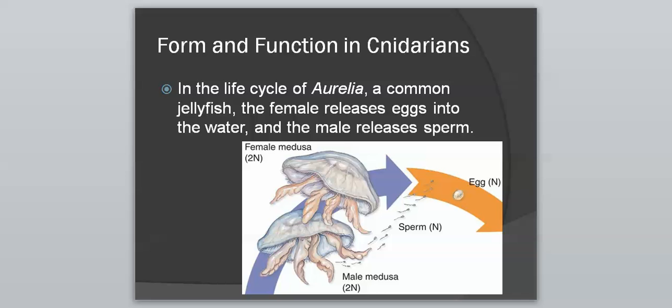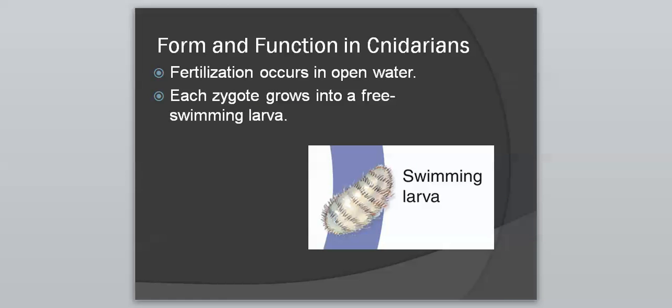In the life cycle of Aurelia, which is a common jellyfish, the female releases eggs into the water, and the male releases the sperm. So there is really no contact there. Fertilization occurs in open water, and each zygote grows into a free-swimming larva. We can see our little larva there. Remember, a larva will look nothing like the adults. It's its own thing.